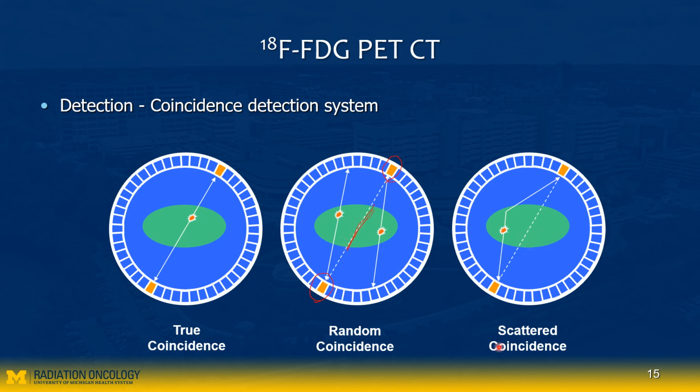There is another example where the photon first traveled in the opposite direction, but it is scattered, and then it traveled there. The detector system will consider this a coincidence and assume that the event happened along this path, but in reality it was just a scattered coincidence.